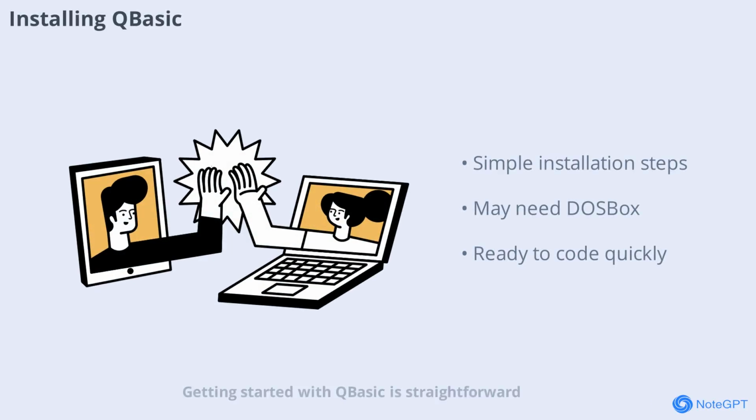Getting started with QBasic is straightforward. You can find QBasic as part of older MS-DOS packages, or you can download it from trusted educational websites. Once downloaded, installation usually involves extracting files and running the QBasic executable. Some modern computers may require a DOS emulator like DOSBox to run QBasic smoothly. Setting up QBasic is a great way to familiarize yourself with basic computer operations and file management. With QBasic installed, you're ready to start writing your first programs.